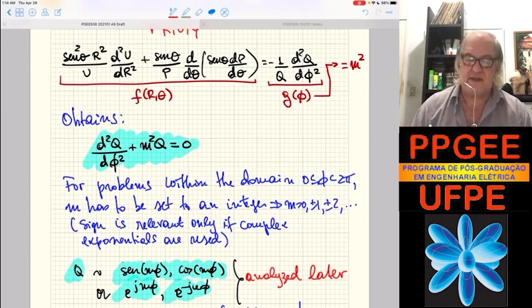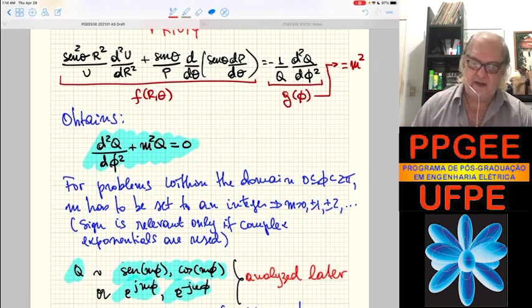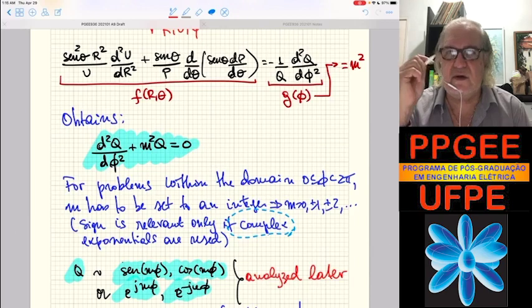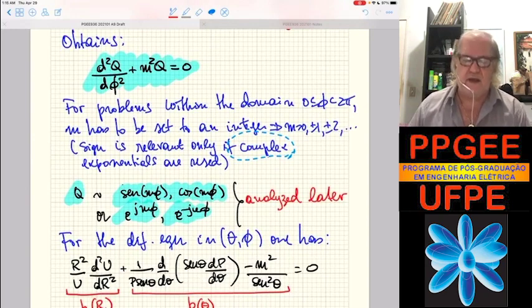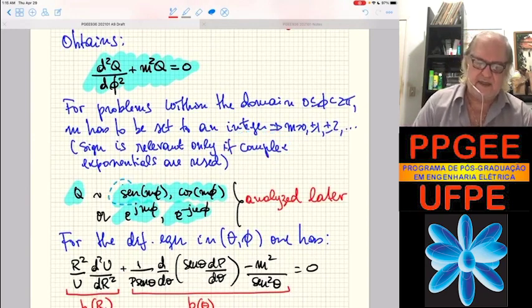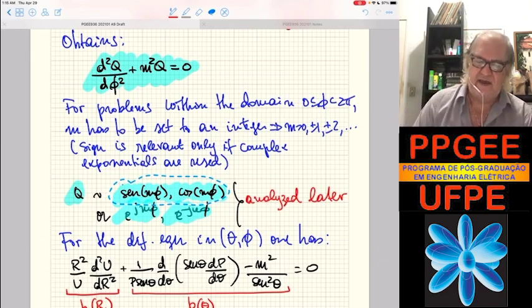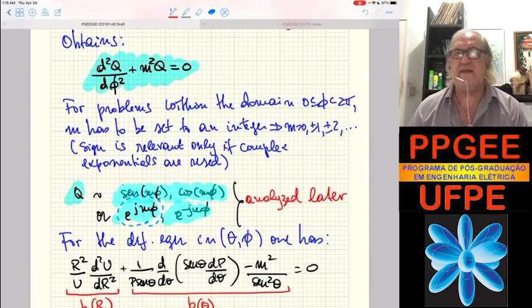So as we are going to see in a couple of pages, the sign is going to be important if we use complex exponentials, as we will when we deal with spherical harmonics. So the solution for Q is a combination of sine and cosine functions having m phi as an argument, or combinations of complex exponentials for plus or minus j m phi.